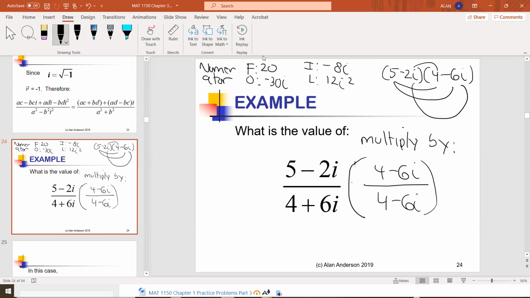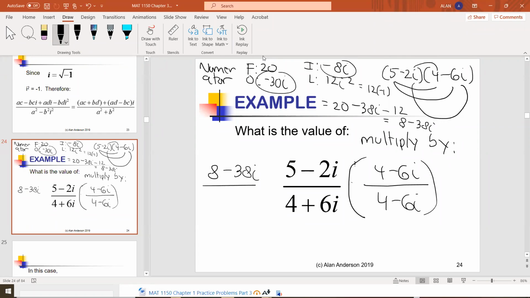Okay, so I'll have 20. Now we'll consolidate these two terms, minus 38i. 12i squared is actually minus 12, because remember, this is the same thing as 12 times negative 1. So the numerator reduces very nicely to 8 minus 38i. What about the denominator, though? Let's try that down here somewhere. Of course, I'm running out of space, but I want you to see this.